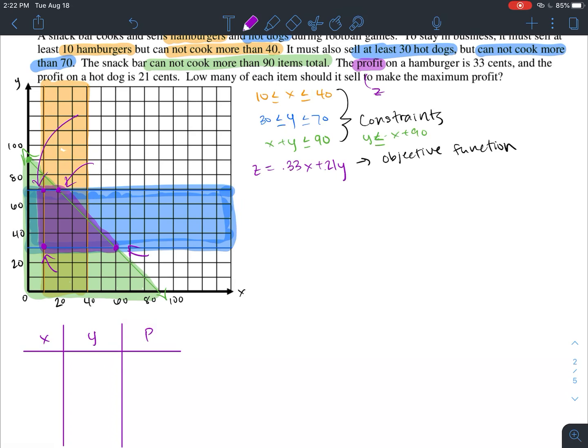Some of these points can be pretty easy to find because they were just straight lines. For instance, we know that this line right here, this orange one, the first one on the left, is where x equals 10. And this first point is when y is equal to 30. So 10 and 30. And the one above it is also at 10, but this time y is 70. And this one on the far right, we'll have to solve for that one.